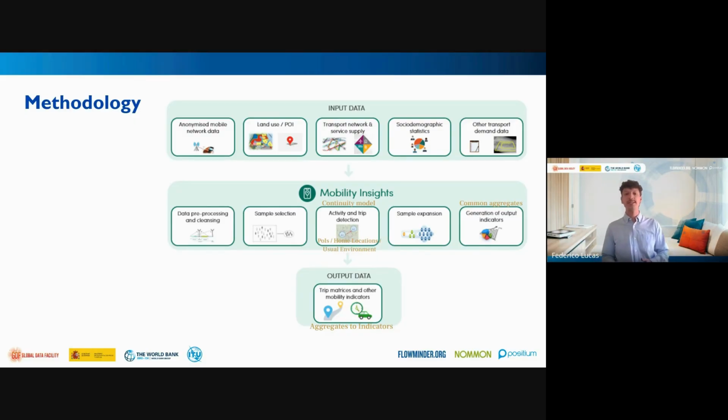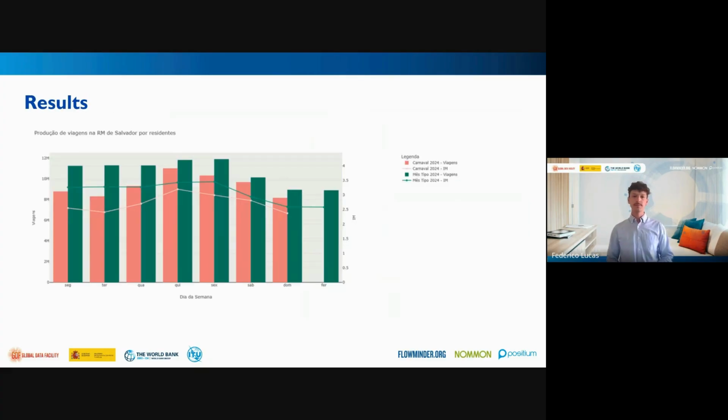We've calculated travel production and mobility indices, hourly distribution of trips, trip volume by purpose at origin and destination, an origin-destination heat map, and a map of attractive and productive zones. Let's move on to some of these results.